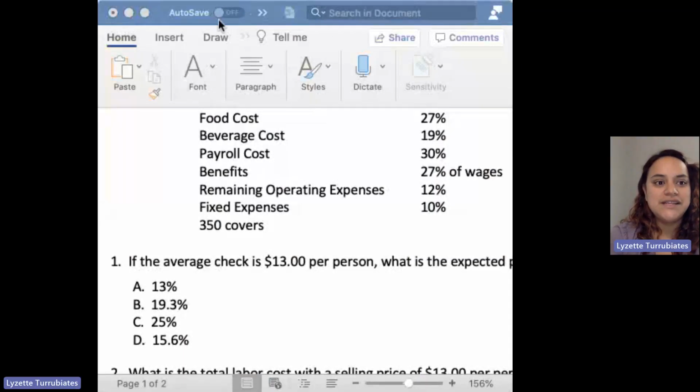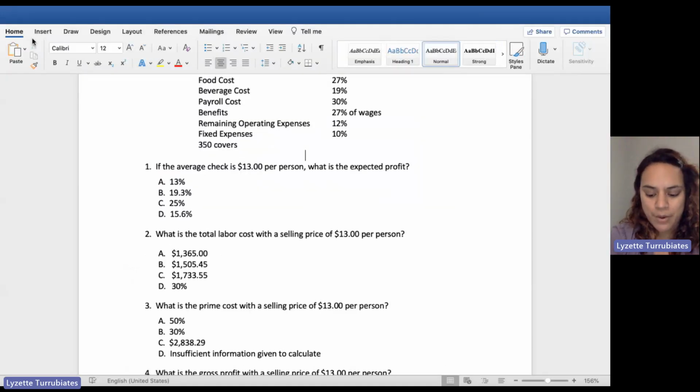Alrighty, so today we're going to look at something similar to the quiz that is on your Blackboard. We're going to be learning how to change the percentages that are on this particular quiz into a dollar amount or a number, right?